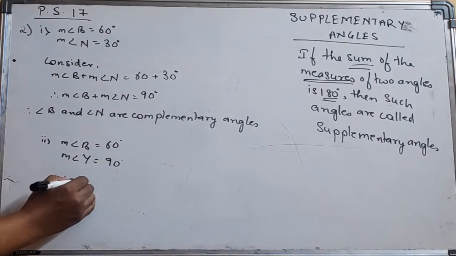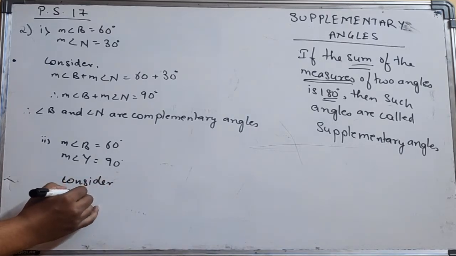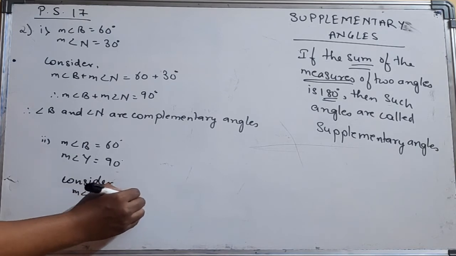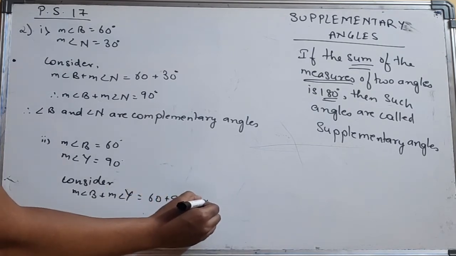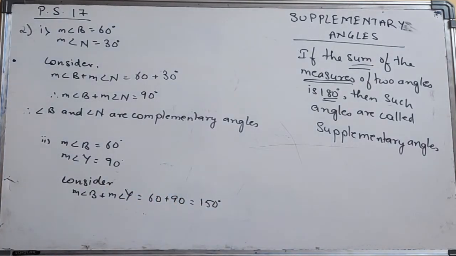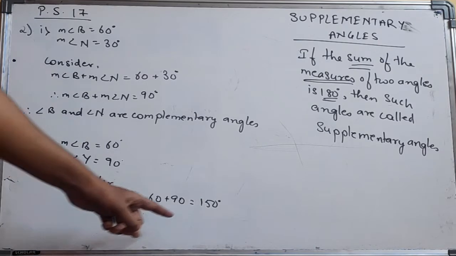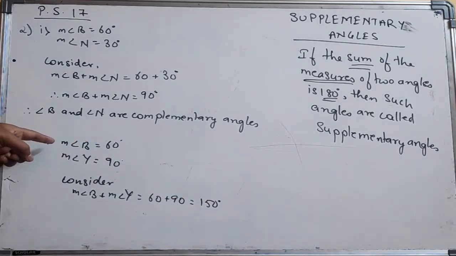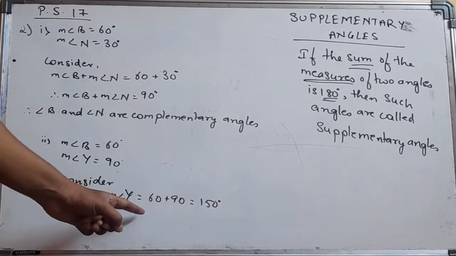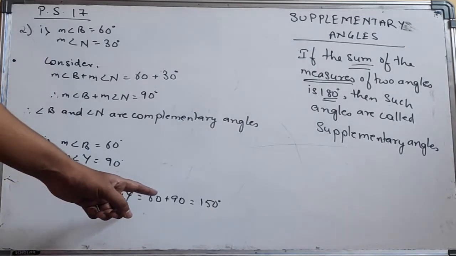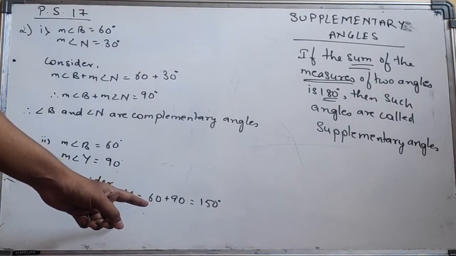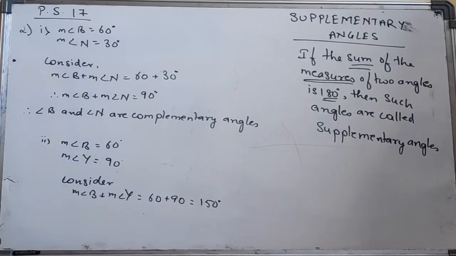So consider measure angle B plus measure angle Y, that is equals to 60 plus 90, that will be how much? 150 degree. Now look at this total, this is 150. In order for this pair to be complementary, the measure should be 90. And in order for this pair to be supplementary, the total should come as 180. So it is neither 90, neither 180. Therefore, these are neither complementary, neither supplementary.